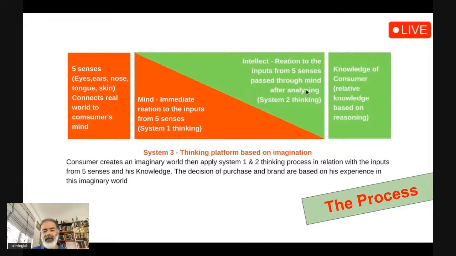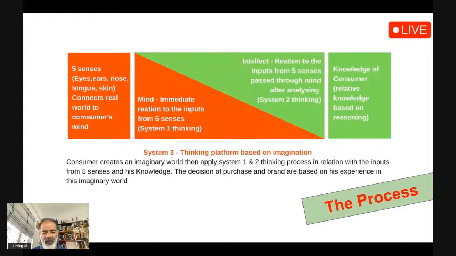So what is system three? System three is a thinking platform based on imagination. As I said earlier, after system one and system two thinking by the consumer, it is passed to the system three thinking platform for creating the imagination, or visualizing the usage. The consumer creates an imaginary world, then applies system one and two thinking processes in relation with the input from five senses and his knowledge. The decision of purchase and brand are based on his experience in this imaginary world.